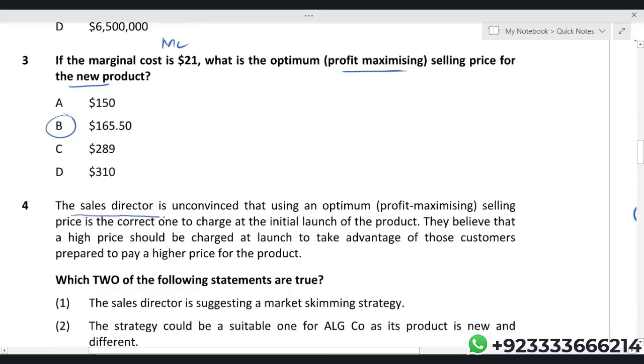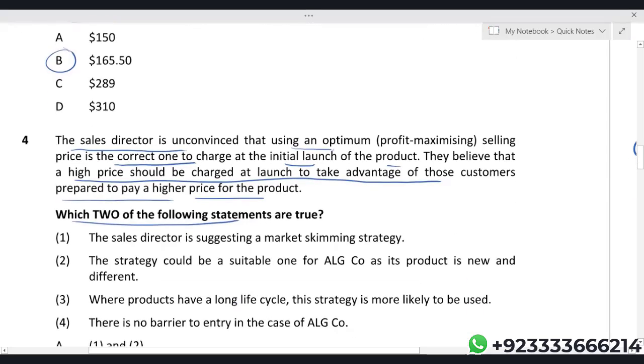The sales director is unconvinced that using an optimum profit maximizing selling price is the correct one to charge at the initial phase of the product. They believe that a high price should be charged at launch to take advantage of those customers prepared to pay high prices for the product. Which two of the following statements are true? The sales director is suggesting the market skimming strategy.